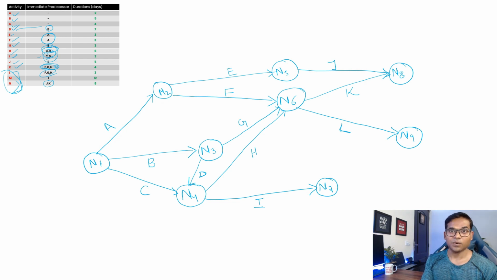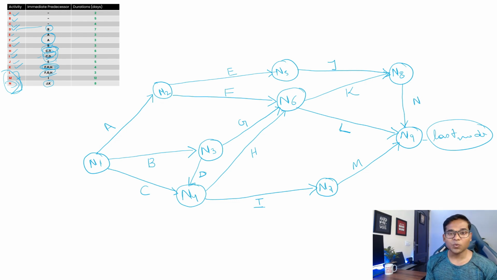Okay, now we have the activity M which starts from I. Remember I is finishing at node 7 and it's the last activity, so it should converge here, and which denotes our M. Okay, then our activity N, right? N is basically starting from the point where J and K are converging, which is N8, and obviously we should go to our last node 9, which is our last node. Okay, and this represents your activity N.